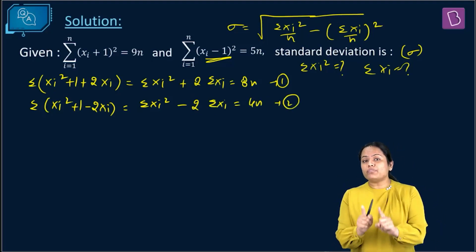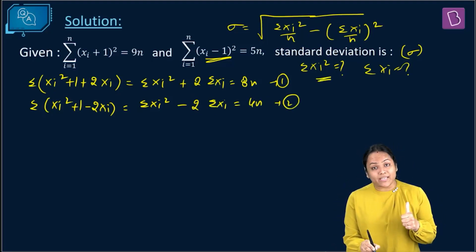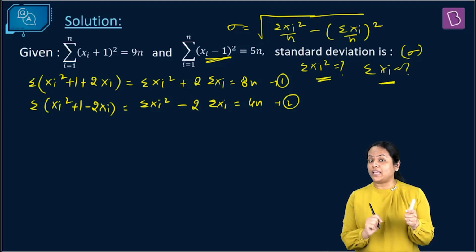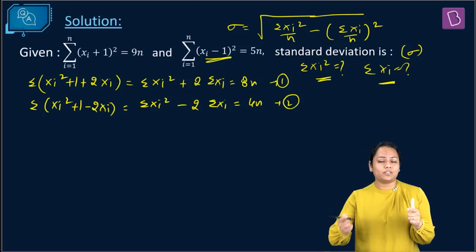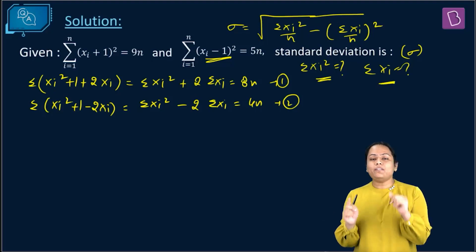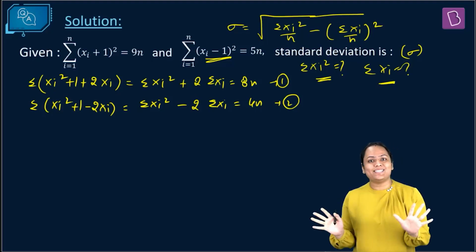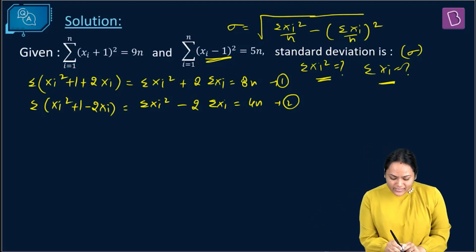Now, what do I have to get? I have to get summation of xi square and summation of xi using these two equations. So, what are we going to do? Well, we'll add and we'll subtract, right? So, let's say when I add, I'm getting 1 plus 2.